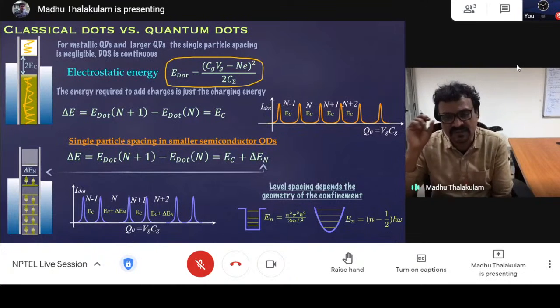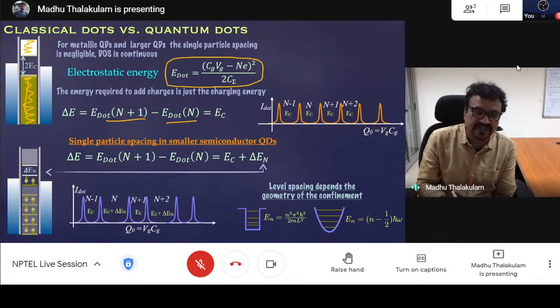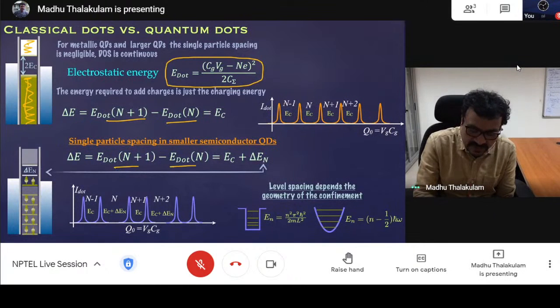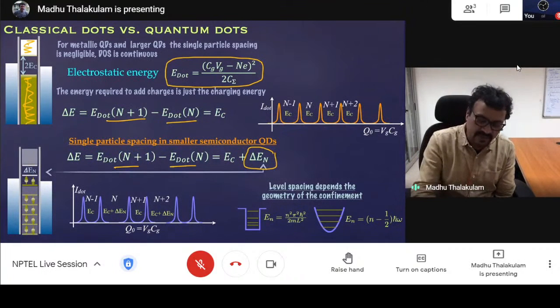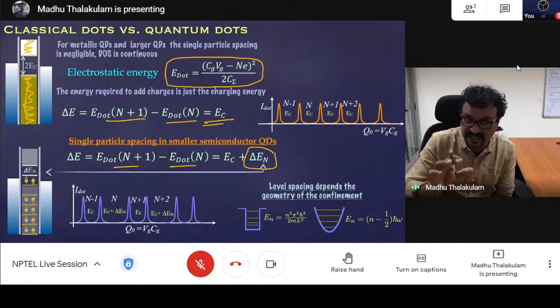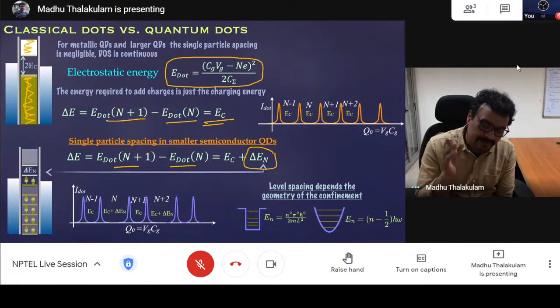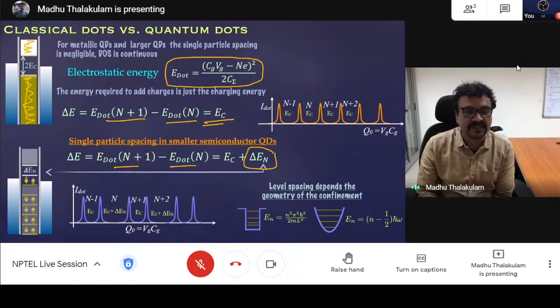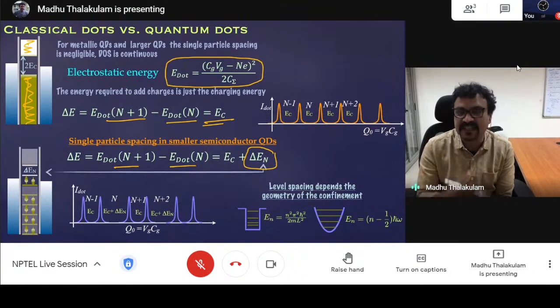But the moment that the dot is very small, the energy difference between the n+1 and n electron configuration also involves a single particle term, delta, I would say delta En. Normally you see EC, that is the electrostatic energy difference between the n+1 and nth configuration for a large dot. But when you have a smaller dot, the single particle level will also come into the picture. Then remember, the Coulomb blockade oscillation period is a measure of the charging energy.